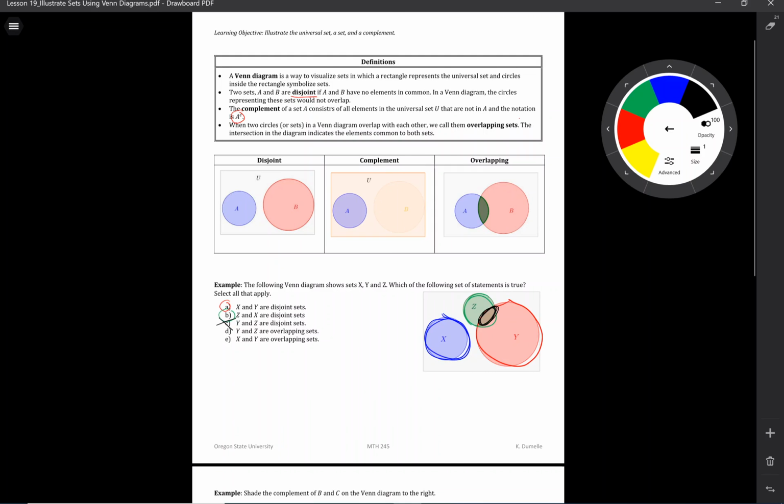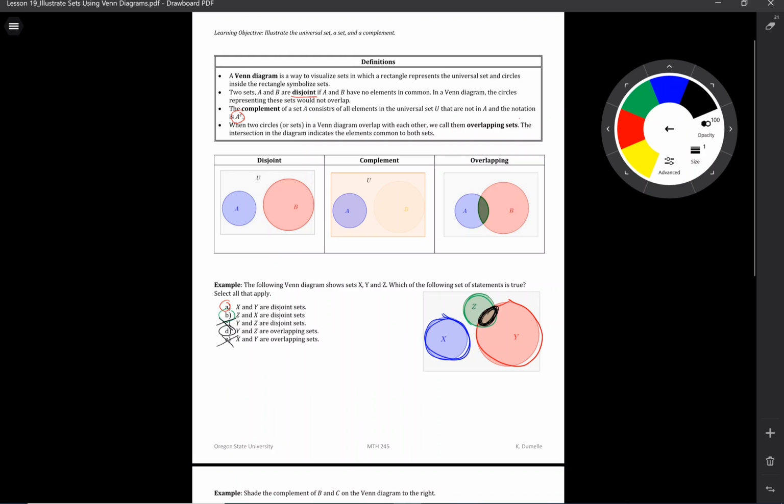Y and Z are overlapping sets. Well, yes, if they're not disjoint, then they're overlapping, so that is true. And X and Y are overlapping sets. Well, nope, X and Y don't have anything in common, so they do not have an overlap. That is not true.